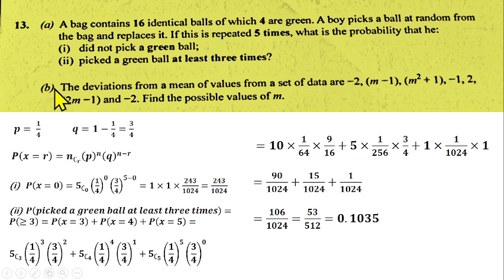Then the next question, question 13b, is from statistics, and that's from deviation. The deviation from a mean of values from a set of data are minus 2, m minus 1, m squared plus 1, minus 1, 2, 2m minus 1, and then minus 2. We have to find the value of m.